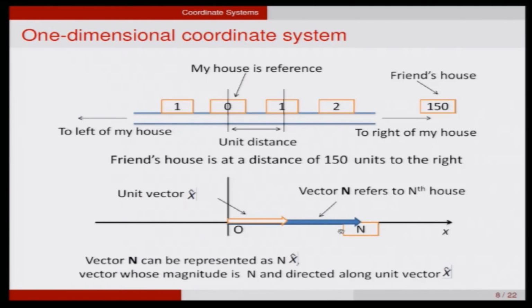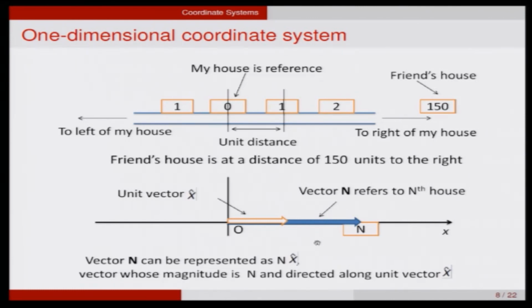Okay. So, this vector n can be represented as n times x hat. What is this funny looking x hat over here? X hat tells me a unit vector along the direction of x. What is a unit vector? It is a vector which has unit magnitude and points in the direction of the coordinate system.